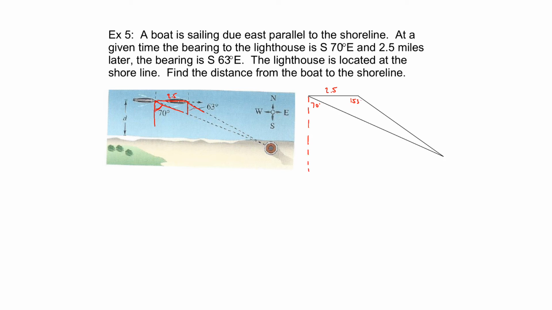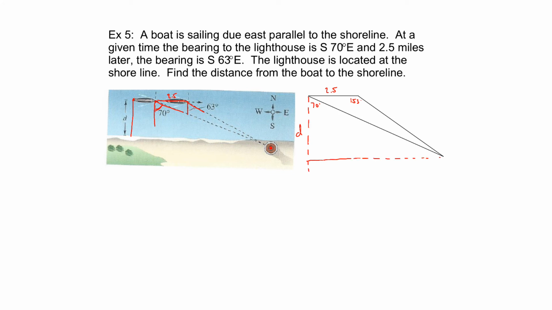The lighthouse is located at the shoreline. Find the distance from the boat to the shoreline. So we want to find the distance from the boat to the shoreline. That's D. So this distance here is what we want to find. Okay? So given that information, what else do we know?